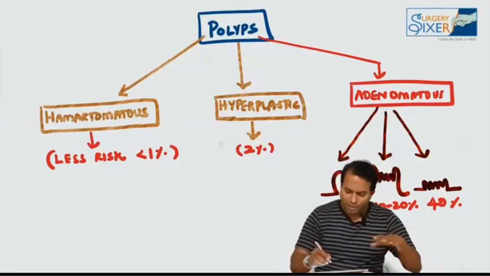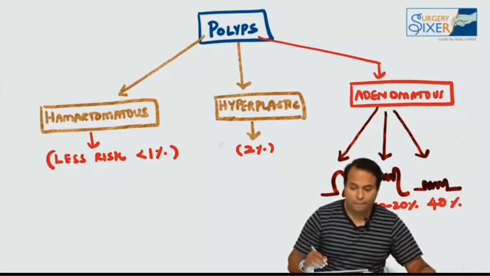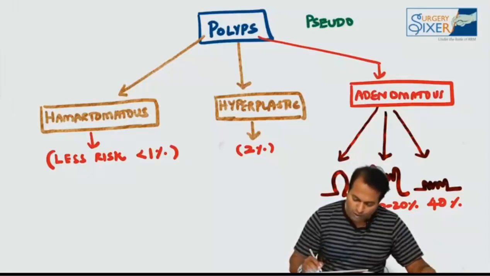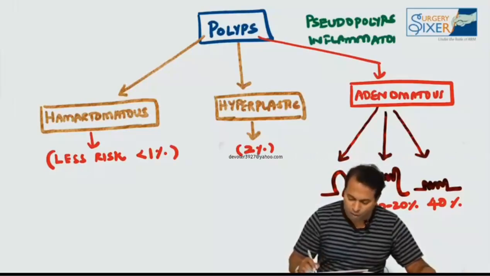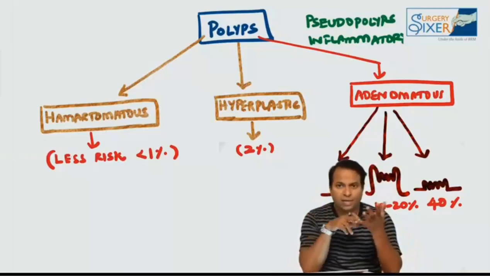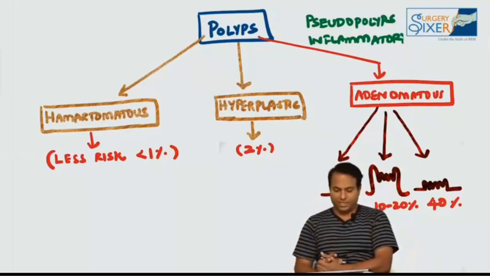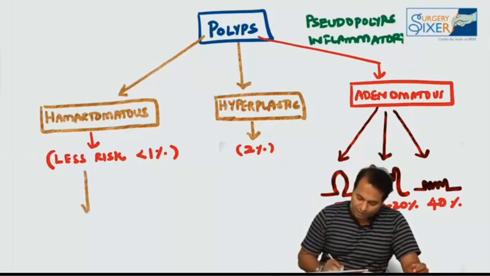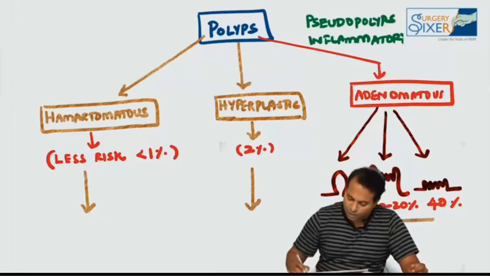Can you tell me which polyp has no risk of malignant potential? They are nothing but pseudopolyps. Pseudopolyps and inflammatory polyps have no risk of malignancy, so no need to worry about those polyps. Pseudopolyps are what you get in ulcerative colitis. So please don't forget hamartomatous polyps, hyperplastic polyps and adenomatous polyps. We are going to discuss them one by one.